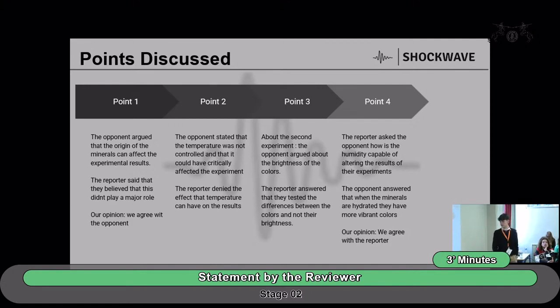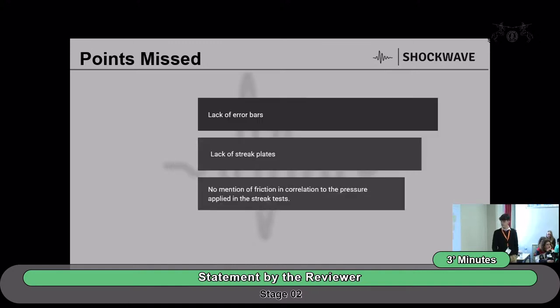Point number 3, about the second experiment, the opponent argued about the brightness of colors. The reporter answered that they tested the differences between the colors and not the brightness, and we agree with the opponent on this point. For the last point, the reporter asked the opponent how humidity is capable of altering the experiment. The opponent answered that when the minerals are hydrated, they have more vibrant colors, and our opinion is that we agree with the reporter once again.